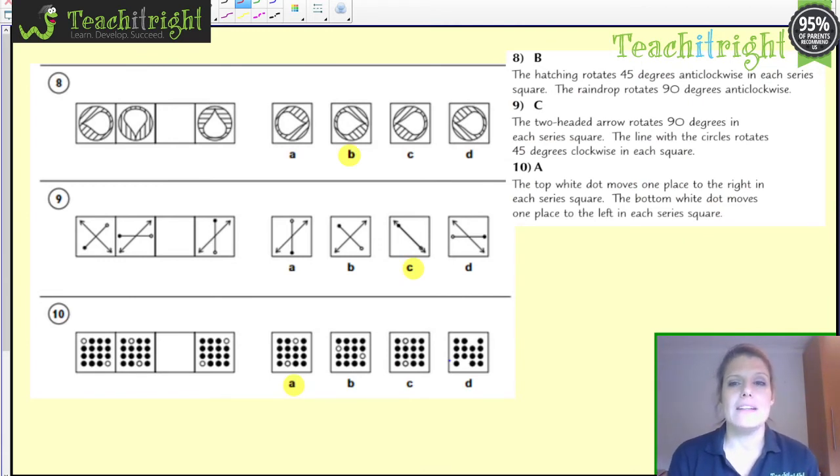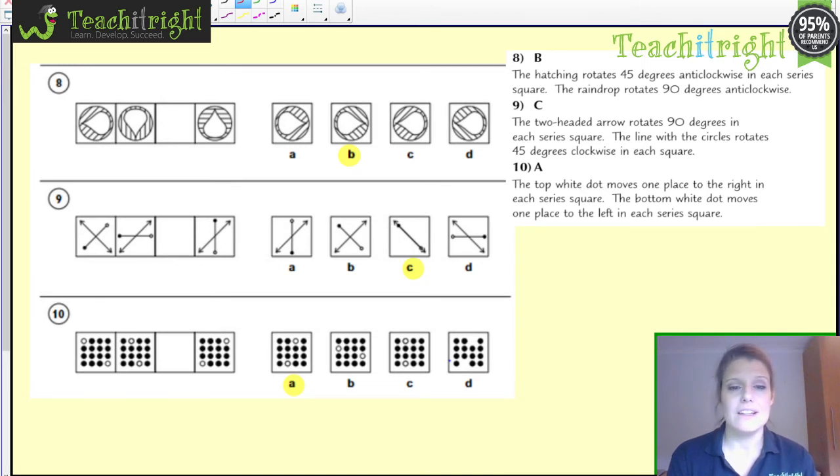Then with number 8, it was B. The hatching shading is rotating 45 degrees anti-clockwise, so the opposite way that a clock turns, and the raindrop rotates 90 degrees anti-clockwise. Number 9, the 2-headed arrow rotates 90 degrees in each square, and the line with the circles rotates 45 degrees. So they end up being on top of each other.